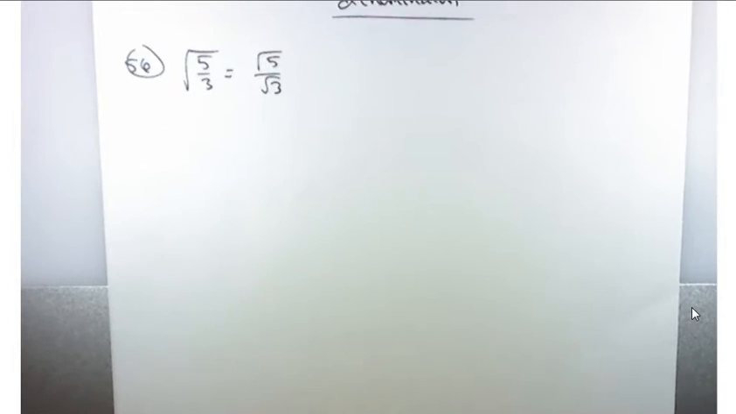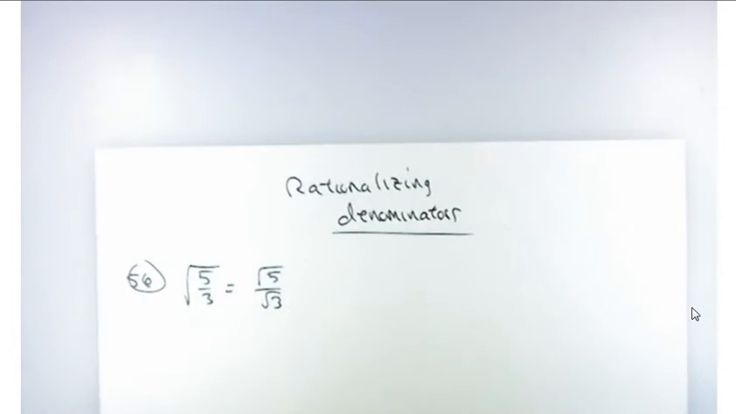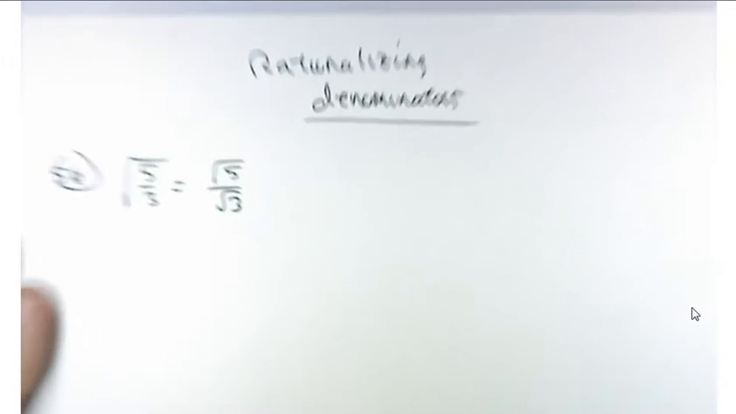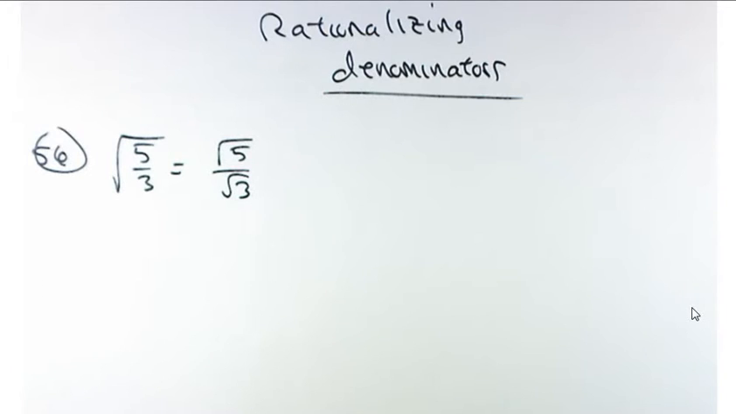So when you look at a problem like 56, the first thing you see is, oh, we got a fraction. Oh, well, we can't have fractions, so I'll rewrite that as the square root of 5 over the square root of 3. And you're like, ha, cool, I got rid of the fraction underneath the radical. But then they catch you with the third rule. No radicals in the denominator.